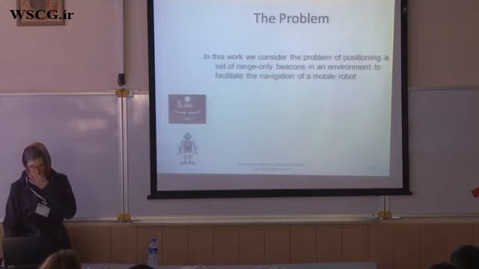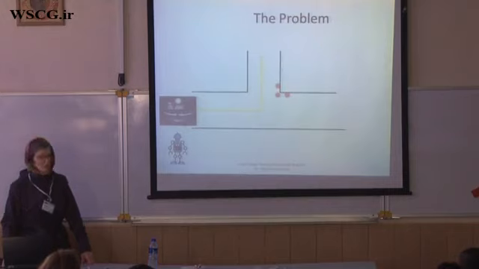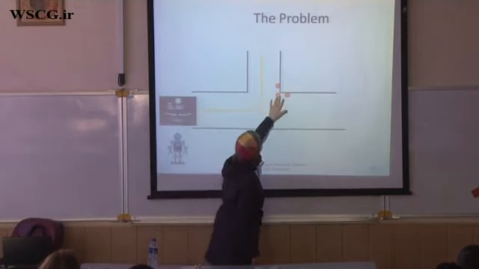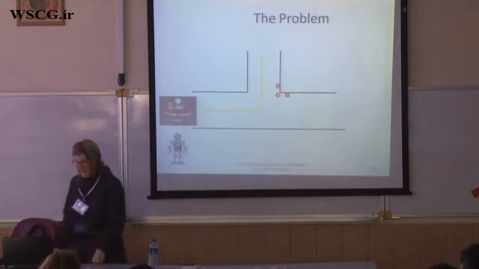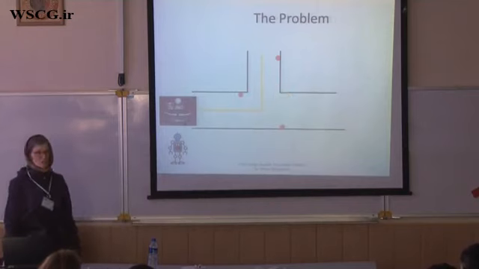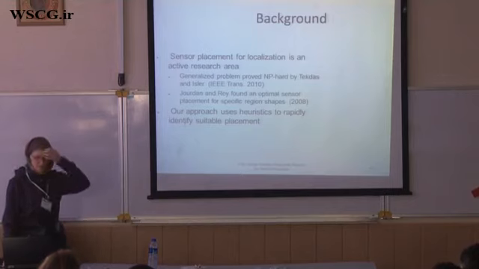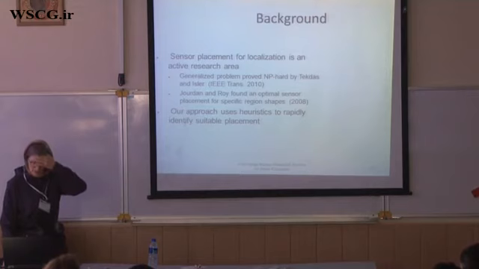So we want to position range-only beacons. You're going to measure the distance to a beacon, and we want to know where we're going to place those things. If I'm going to go down the hall and turn left and I have three beacons, am I better off placing them there to help me get around the corner, or should I spread them out like that? There are questions, and there are potential strategies. This is a problem that's attracted quite a bit of interest at places like ICRA, the International Conference on Robotics and Automation.